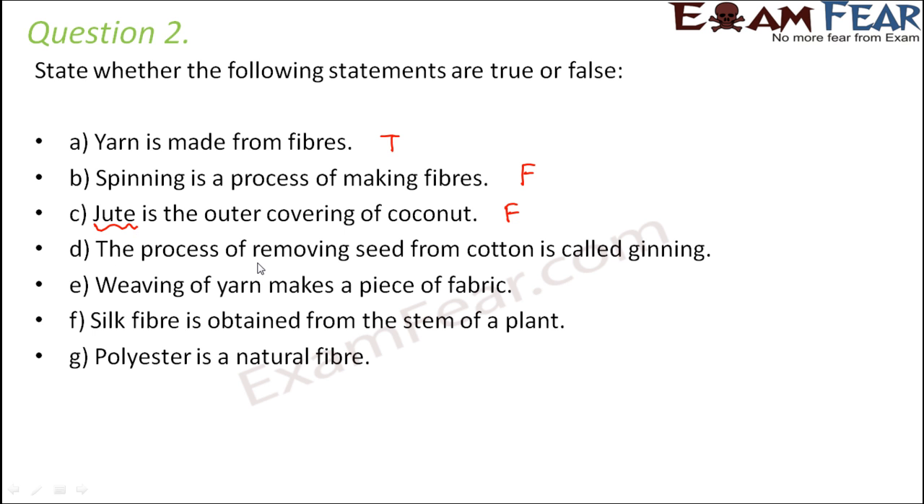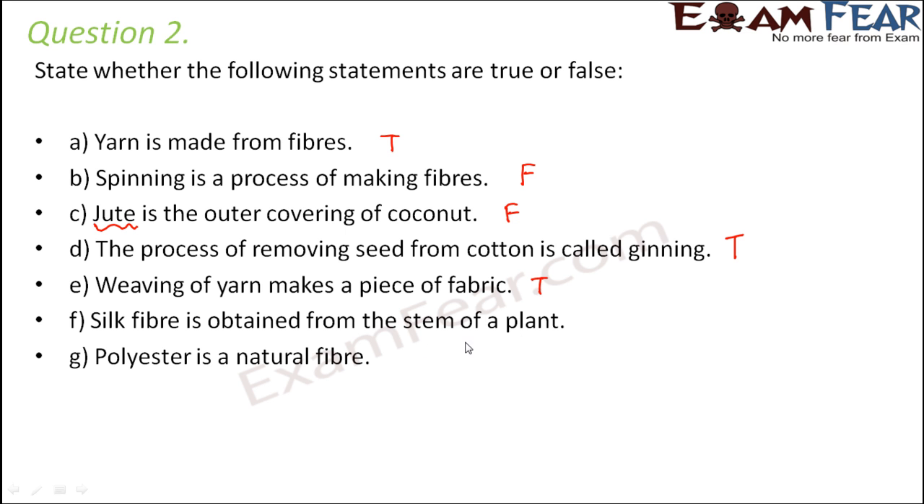The process of removing seed from cotton is called ginning. Yes, that's true, and that's the first step to obtain fibers. Weaving of yarn makes a piece of fabric. Yes, of course, because in weaving we take two sets of yarn and then interlace them, and that's how we get a fabric.